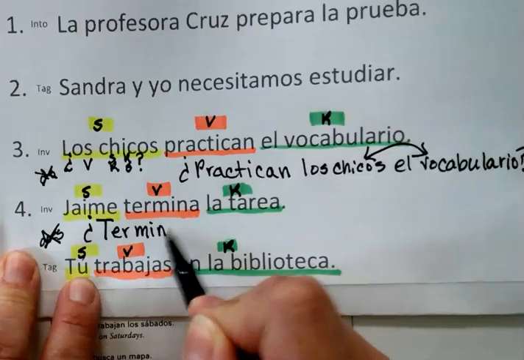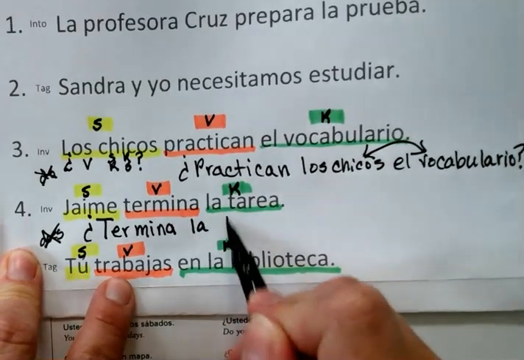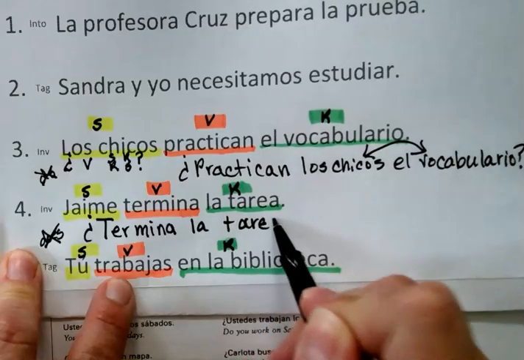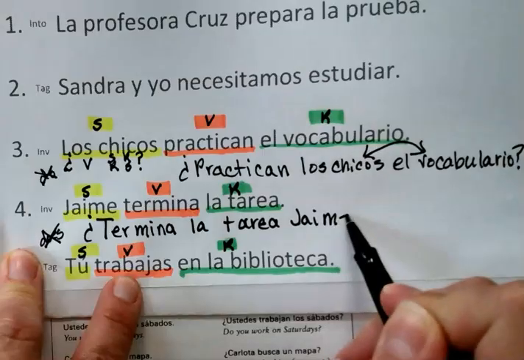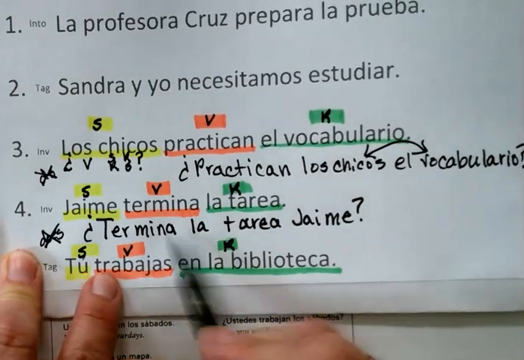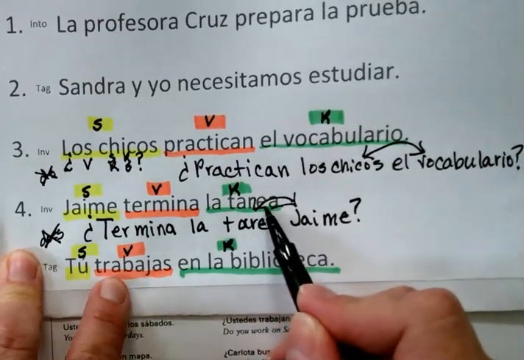Termina. Okay. This time I'm going to do my remainder next. La tarea. Then I'll go to my subject. Jaime. Does Jaime finish the homework? Or you could have switched these.